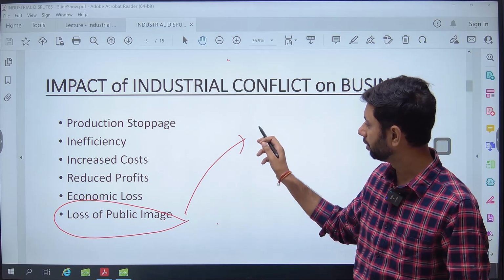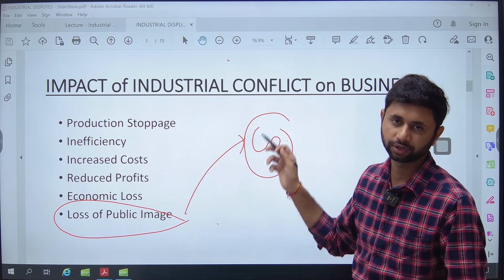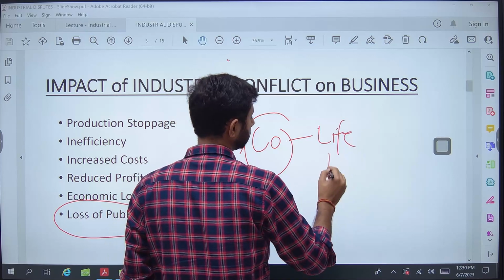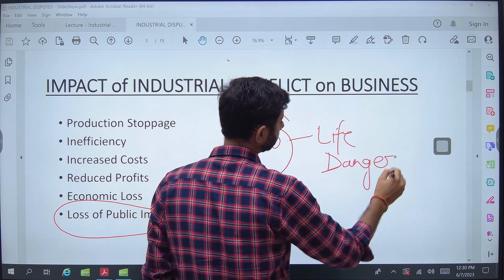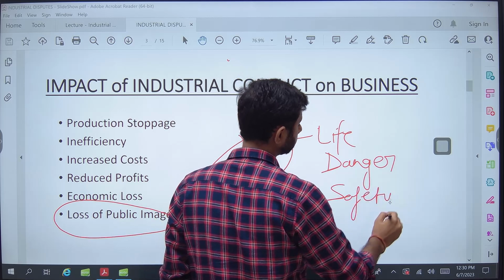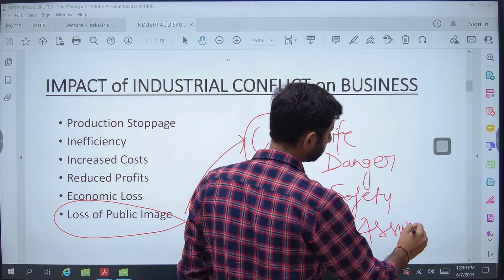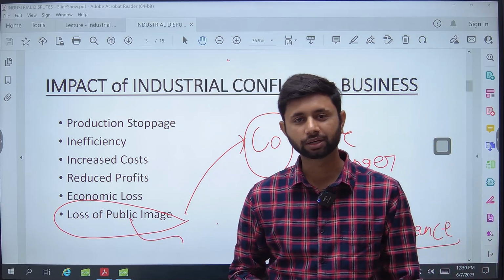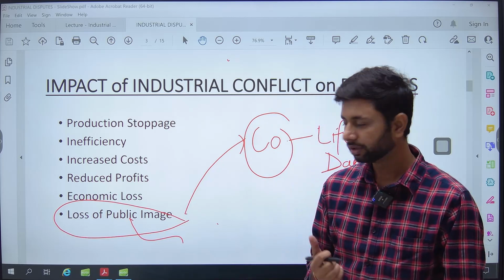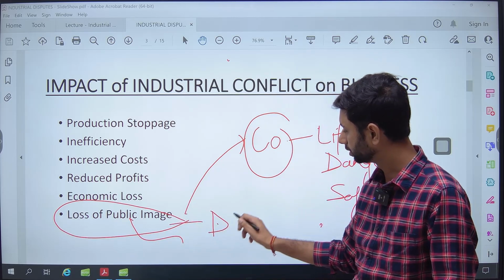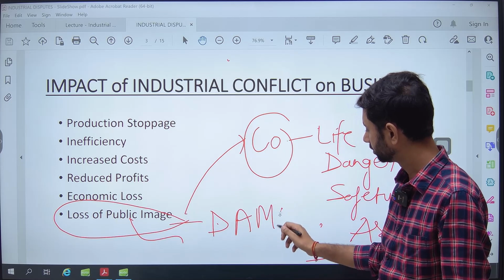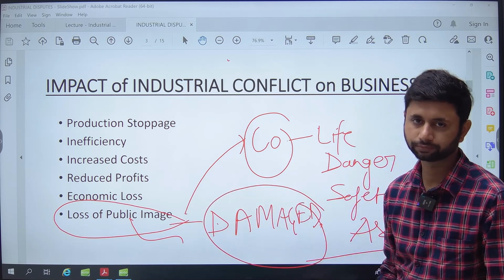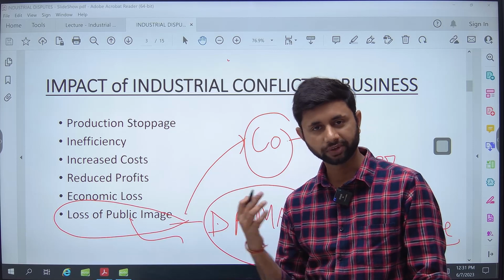Who will work in a company where industrial disputes are frequent, where your life is in danger? There is no safety assurance. Who would want to work in such a company? So obviously the public image of that company, from the employment perspective and also from the general public perspective, will be damaged. So these are the basic impacts of industrial disputes on various stakeholders.